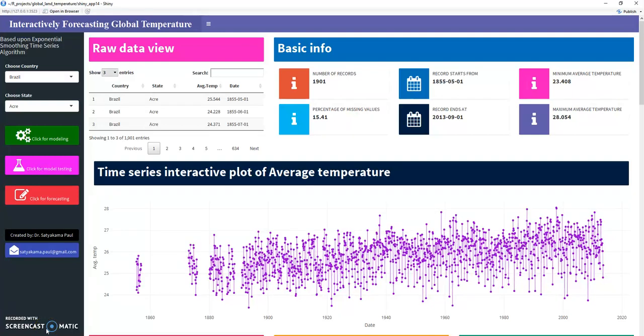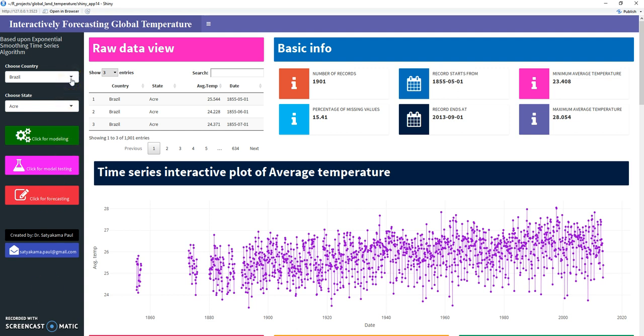Hello guys, welcome to this short video walkthrough on interactive forecasting of global temperature using exponential smoothing time series algorithm. Our objective over here is, provided we are given a list of countries and their corresponding state and the average temperature of the state, can we predict or forecast the temperature for the next 6 months?